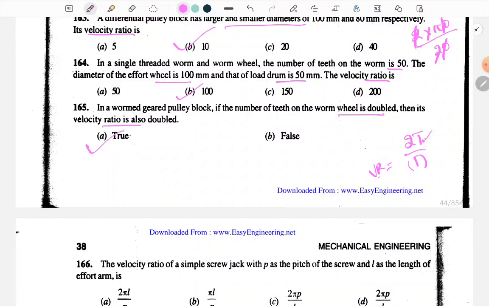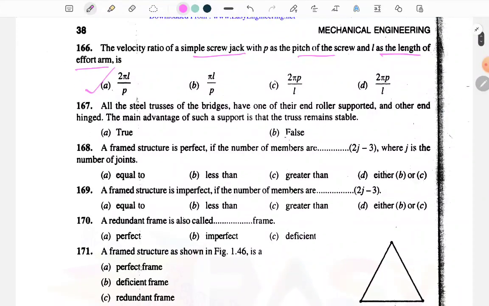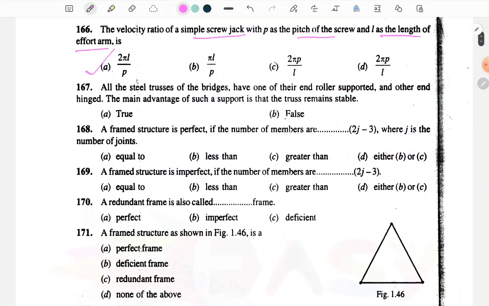165 is A. The velocity ratio of a simple screw jack, with P the pitch of the screw and L the length of the effort arm, is what is being asked. So he is asking the velocity ratio, that is 2 pi L by P. So 166 is A. 2 pi L is the numerator of the velocity ratio.